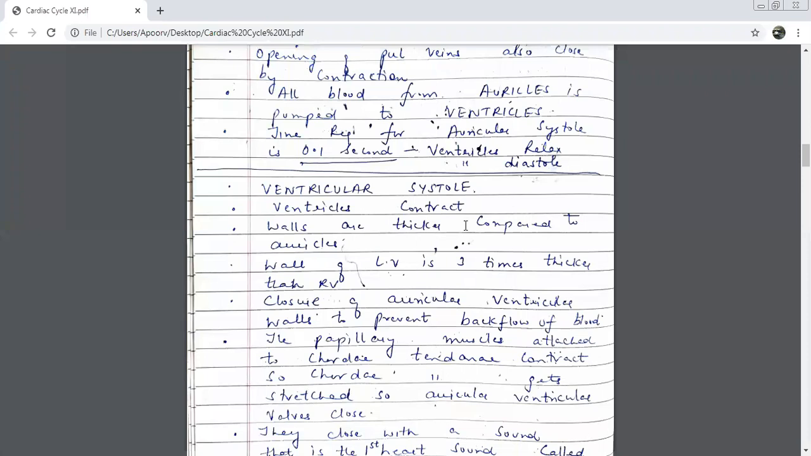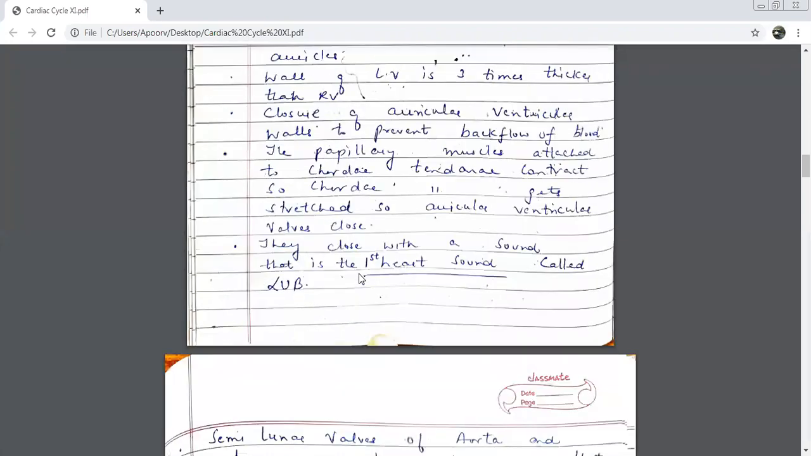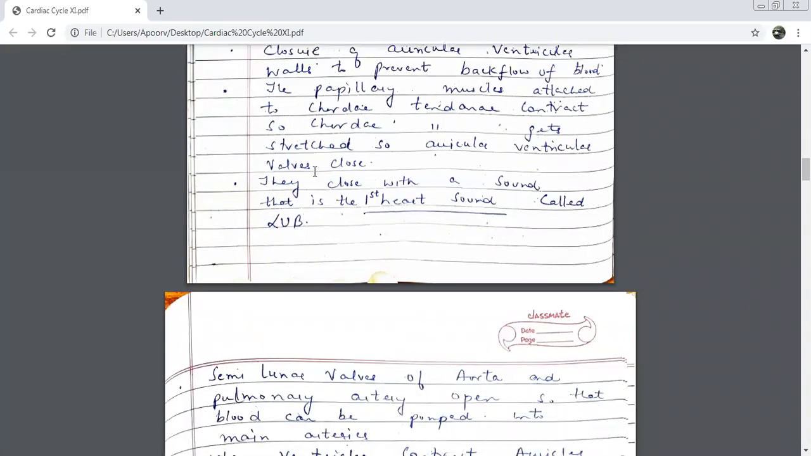When the ventricles contract, the auricular ventricular walls close to prevent the backflow of blood. Again, the same thing is going to happen, beta. The walls are going to close down. If you remember, I told you the main function of the walls is what? To prevent the backflow of blood.